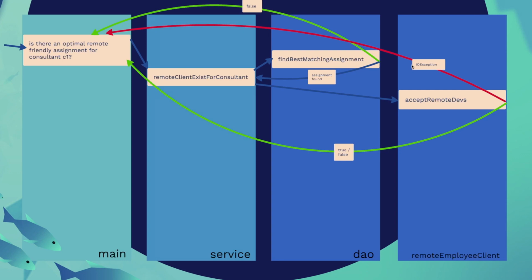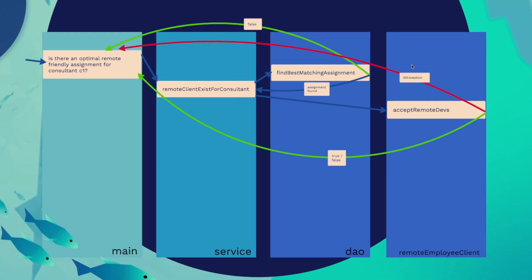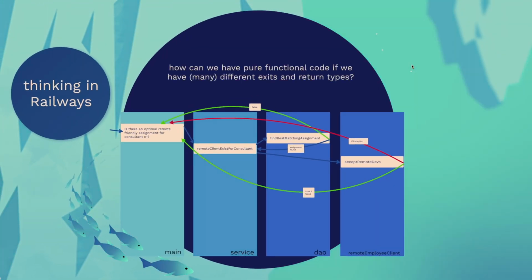So this is a very simple case, and you can see that we already have so many lines. And so my question is like, how can we have pure functional code if we have many different exits and return types all over the place? So we need a way to reason about code that is a bit more streamlined, a little bit more simple if you want. And while I was doing my research for this talk, I found this amazing way of thinking about code that is thinking in railways.